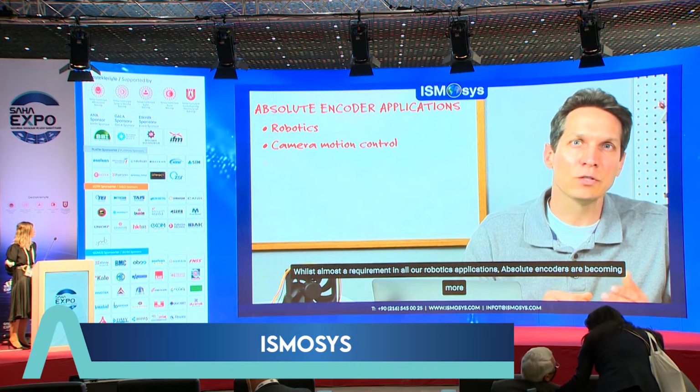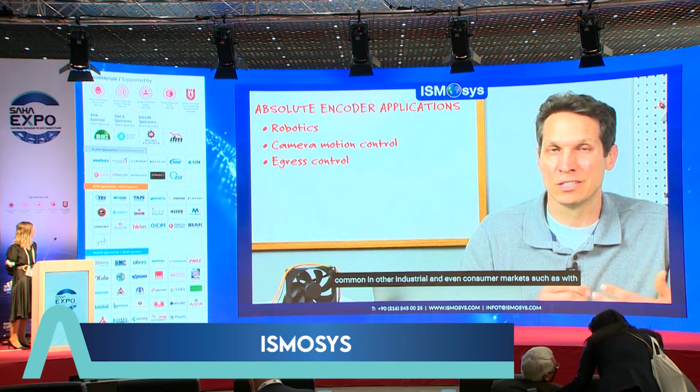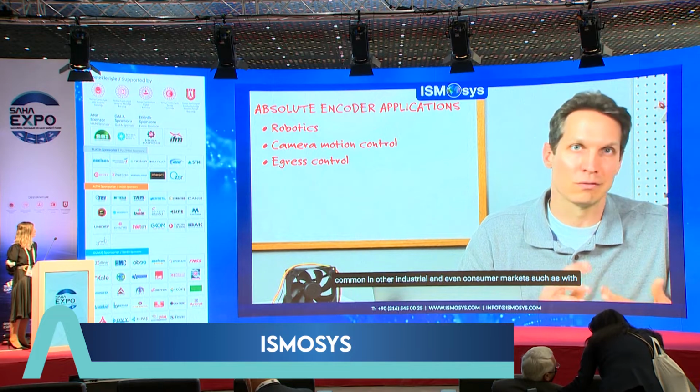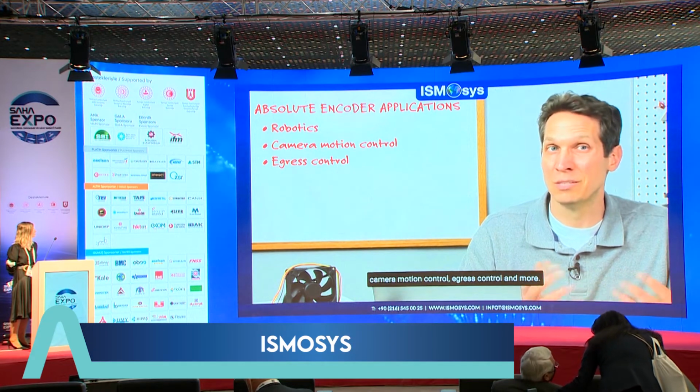While almost a requirement in all robotics applications, absolute encoders are becoming more common in other industrial and even consumer markets, such as with camera motion control, egress control, and more.